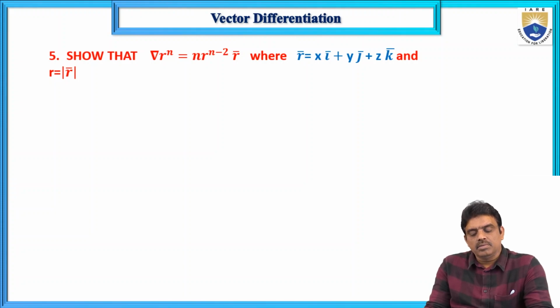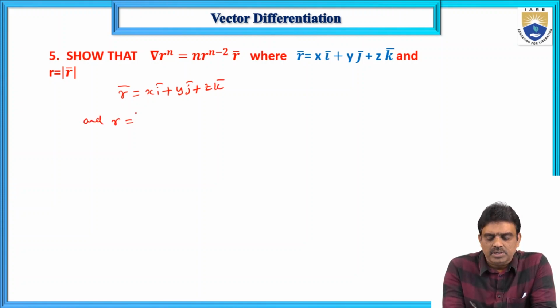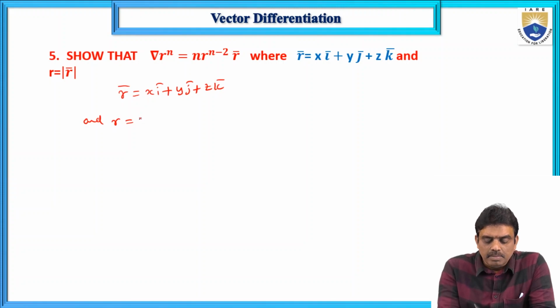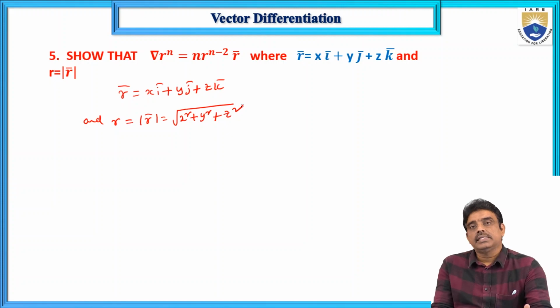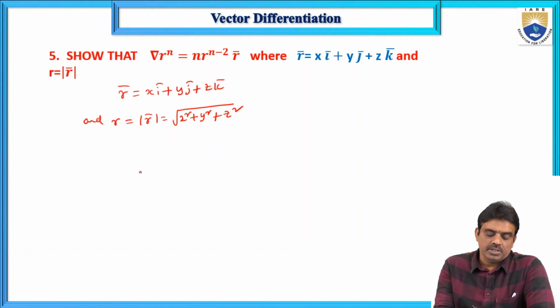On applying del on r power n, you'll get n into r power n minus 2 into r bar, where r bar is a vector which is xi bar plus yj bar plus zk bar. Also given r is a scalar function, that is the magnitude of r bar, that is root of x square plus y square plus z square. R is a scalar point function and r bar is a vector point function.